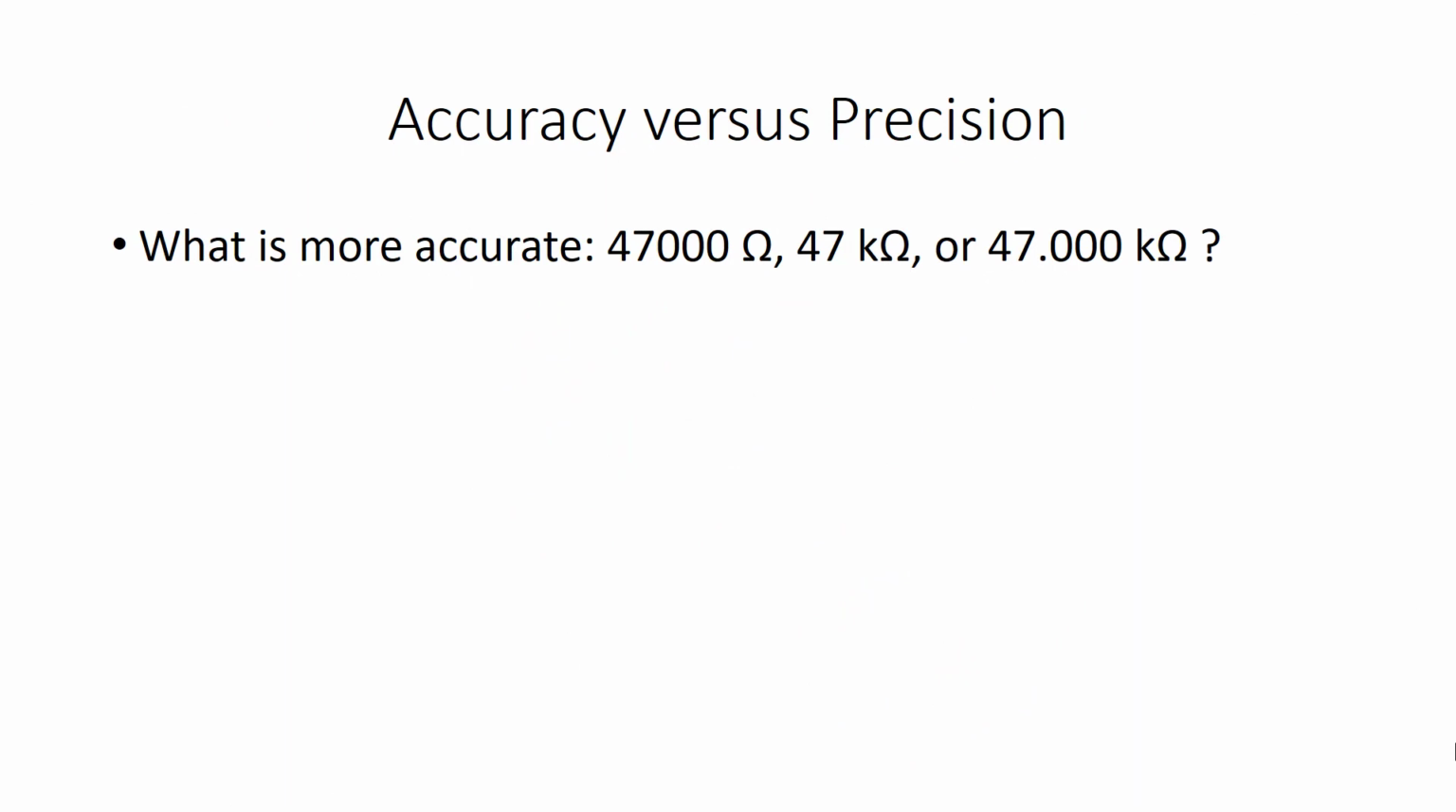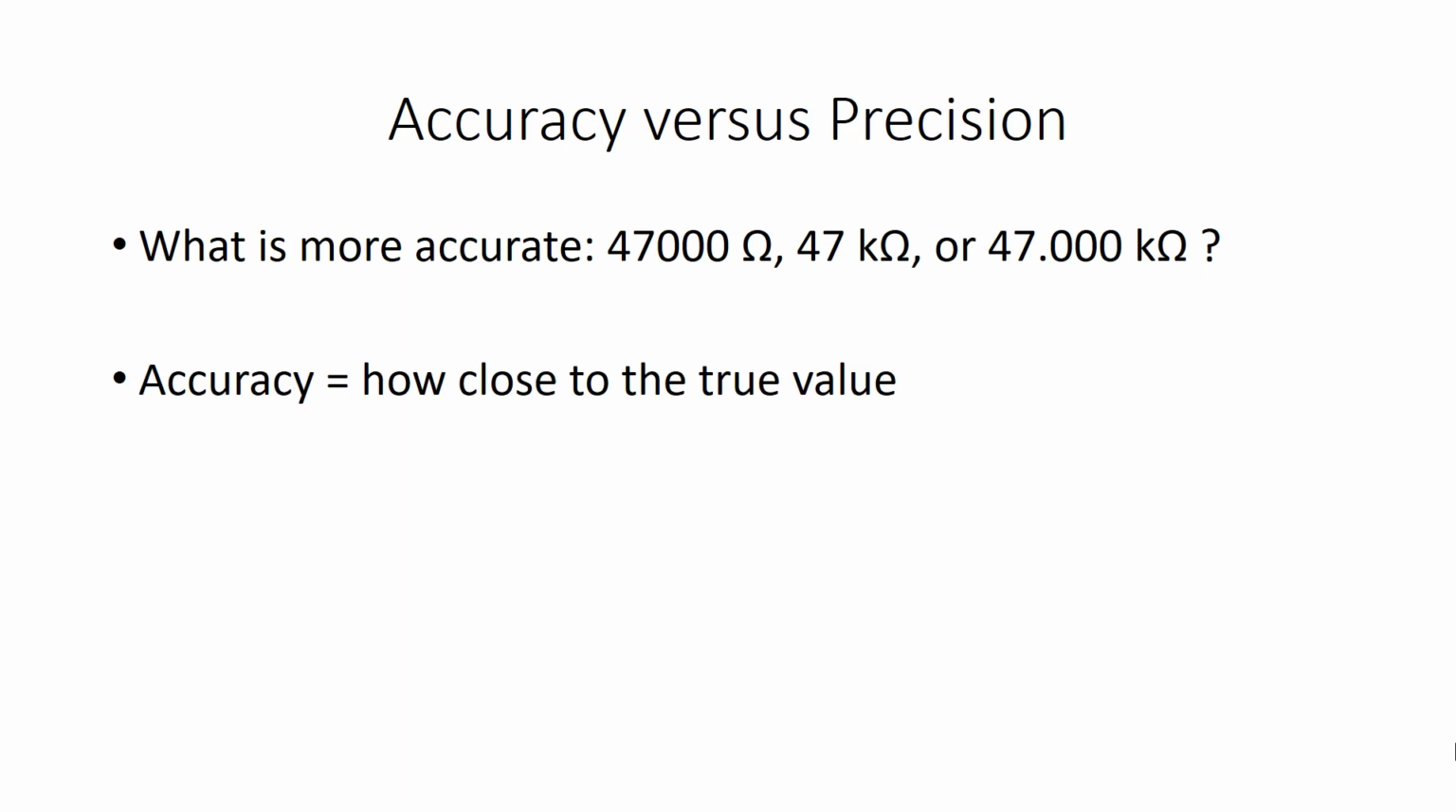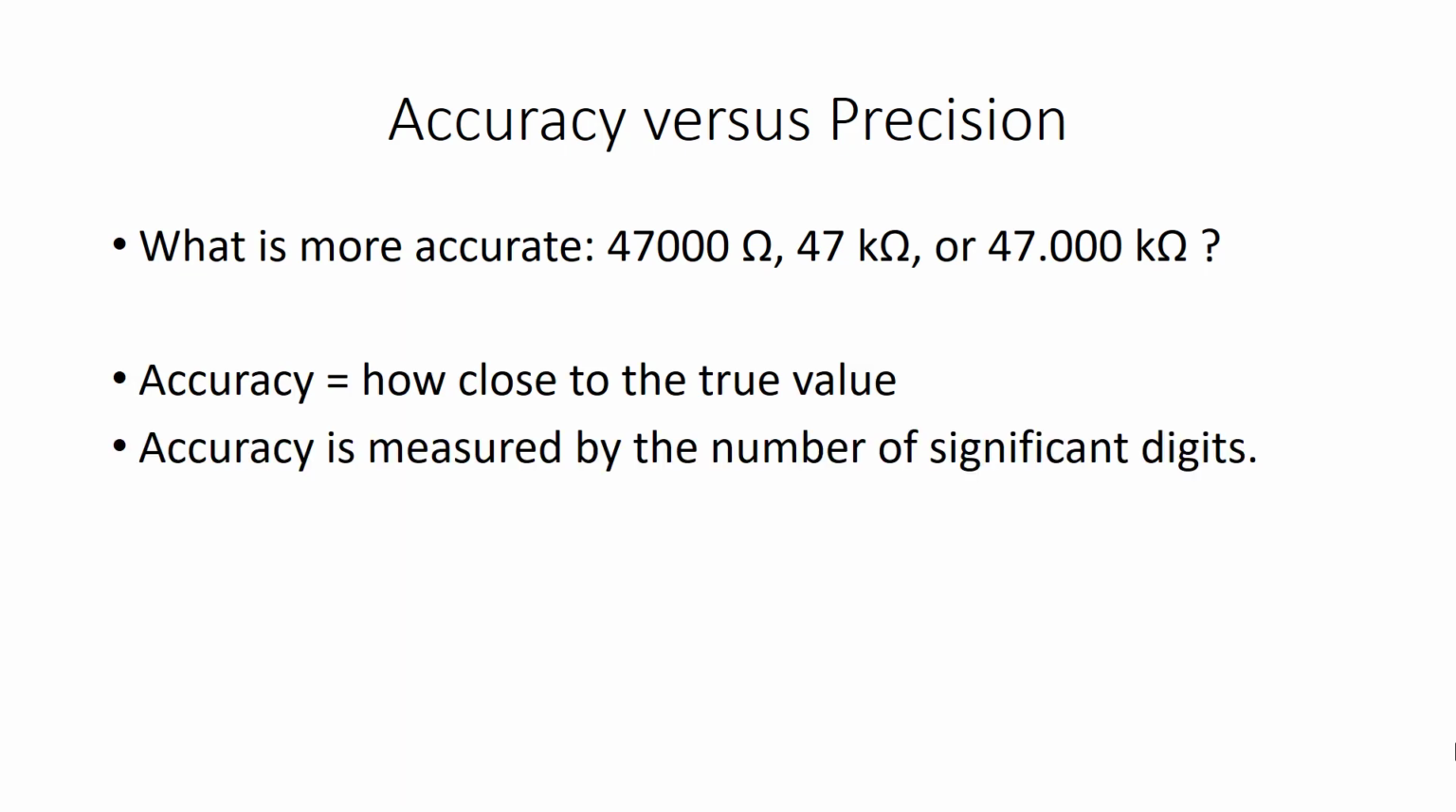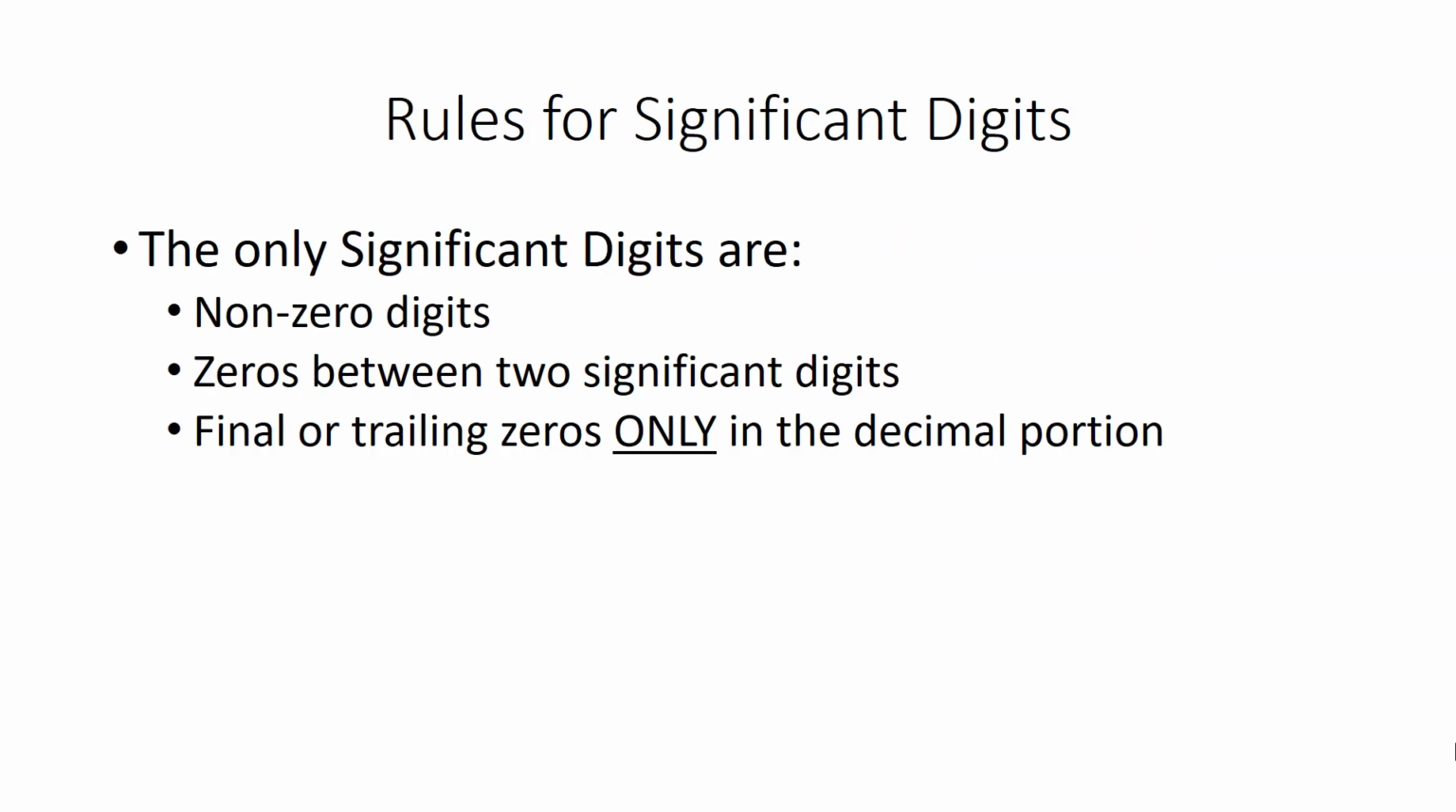So what is more accurate? 47,000 ohms, 47 kiloohms, 47.000 kiloohms? Are they all the same or are they different? Accuracy is how close to the true value a measurement is. It's measured by the number of significant digits. Significant means making a difference.